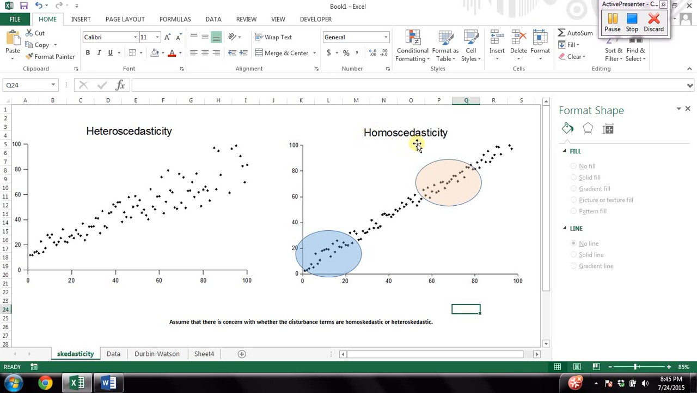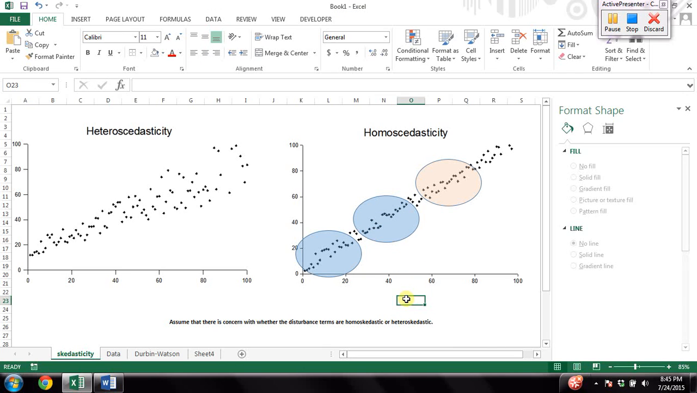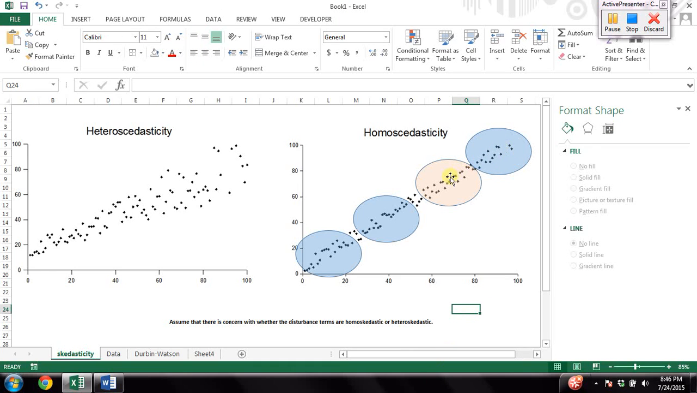This is called homoscedasticity. For any of these circles that I could make, you'll notice that all the data inside is essentially the same distance apart and everything like that. It's very similar throughout. So note that we are not talking about correlation. This data is very correlated, but that's not really what we're talking about. We're talking about the variance in these little subgroup circles.